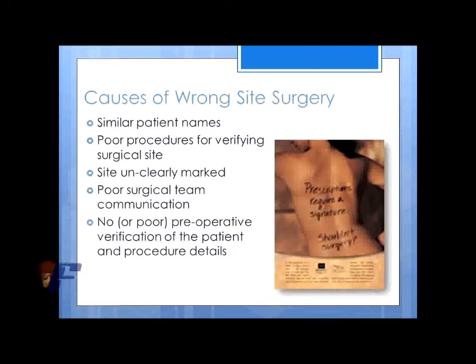Similar patient names can cause confusion on which procedure is to be performed on which patient, especially in cases where both patients are hospitalized for similar reasons. Poor procedures for verification, or lack of any type of verification, can contribute to a higher rate of human error. Unclear markings are also a common source of error. Unclear markings can be as simple as using an X with some operating teams to indicate the side that should be operated on, and the same X indicating the side that should not be operated on with other surgical teams.